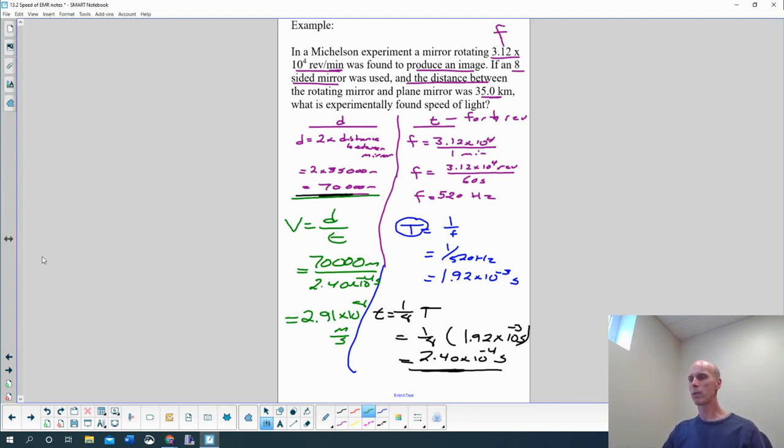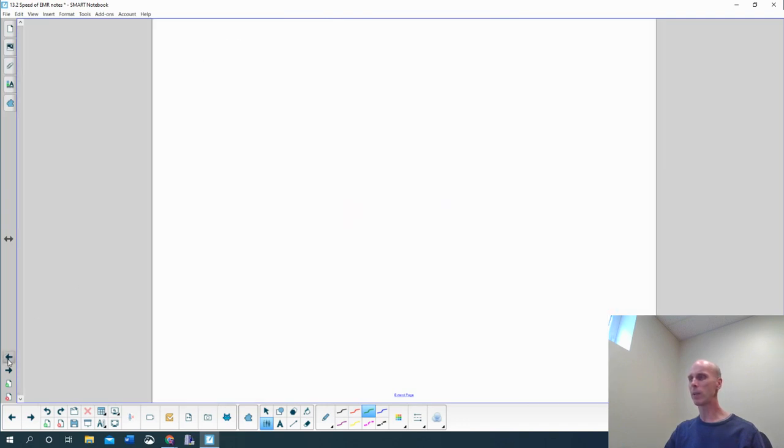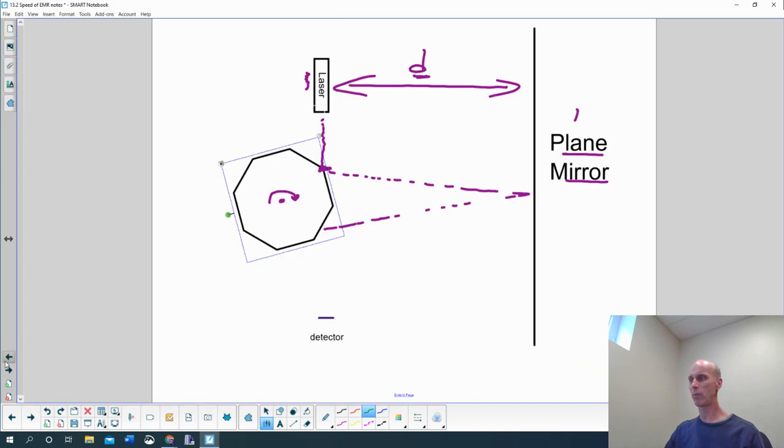So two things going on here. The Michelson experiment, understanding the apparatus and the basic idea of how Michelson performed his experiment. So I'll go back to that picture. This idea of this 8-sided mirror spinning around, that light bounces off, and in the time it took the light to go all the way to this plane mirror and back, we rotate the mirror by 1/8 of a revolution.